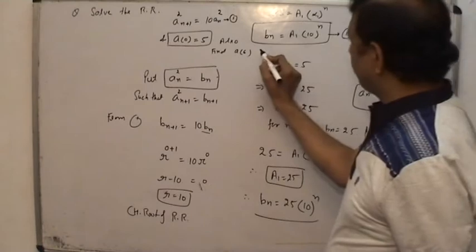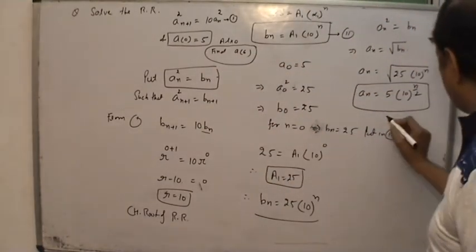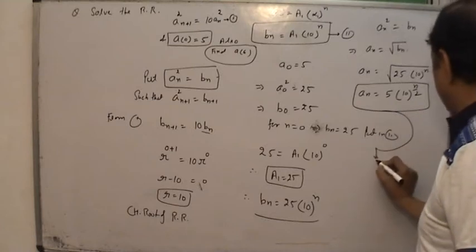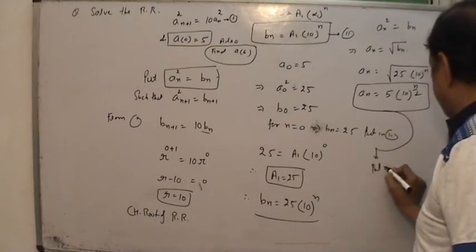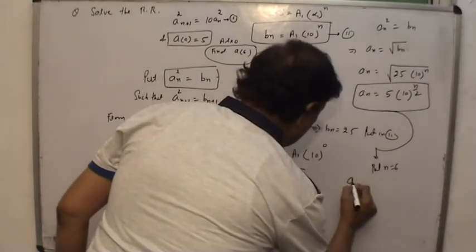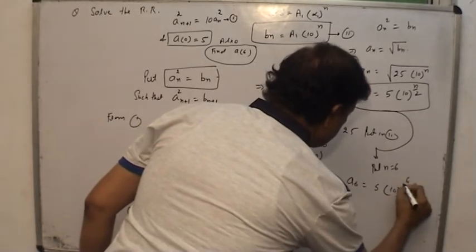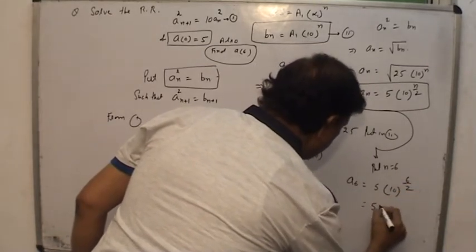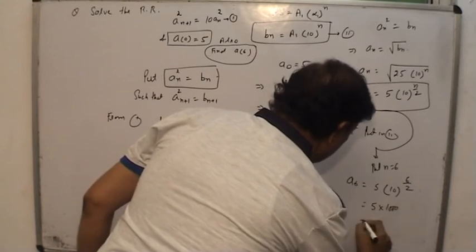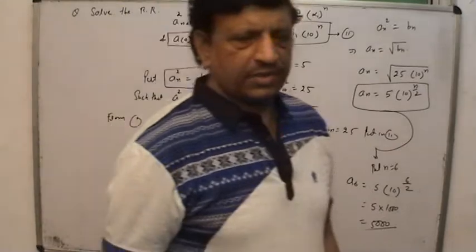Only one step is extra. Then what does it say? Find a6. For a6, we put n is equal to 6. Then a6 is equal to 5 into 10 raised to the power 6 by 2. That is 5 into 1000, and that is equal to 5000. That is what we see here.